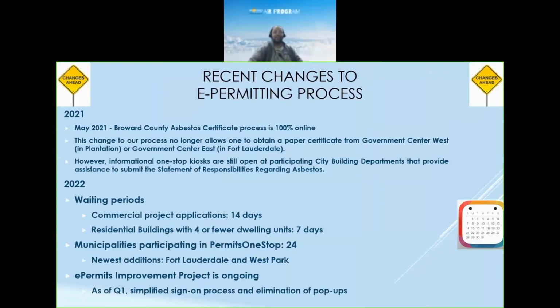So next slide. Ultimately, as I mentioned, all that is now electronic. Since back in May of 2021, we switched to a fully electronic process. We're fully online. This change to our process no longer allows one to obtain a paper certificate from the Government Center West office in Plantation or our new office here in Government Center East in downtown Fort Lauderdale. So essentially everything is once more online, nothing in person. However, informational one-stop kiosks are still open to participating city building departments so they can provide assistance to submit the SRA.